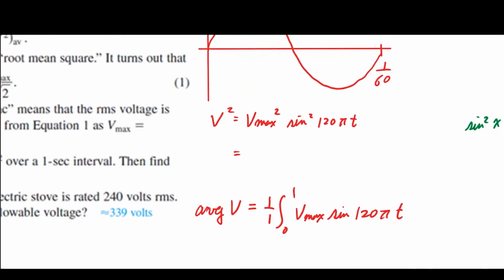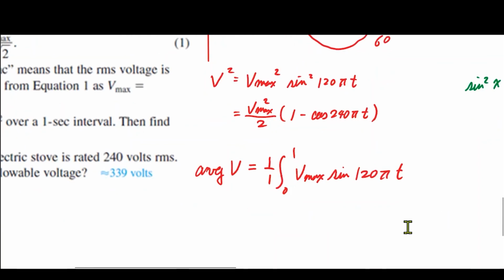So we'll put V max squared over 2 out here, and then this will be 1 minus cosine, and we are supposed to multiply this by 2, right? Okay, so 240 pi t. Are we good? Okay, now we are ready to integrate this.